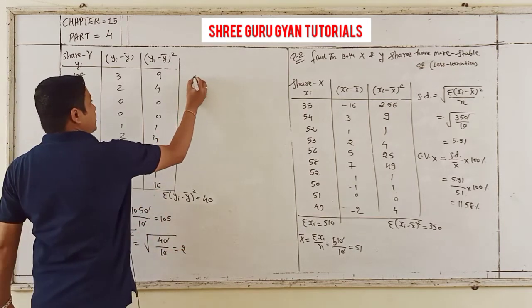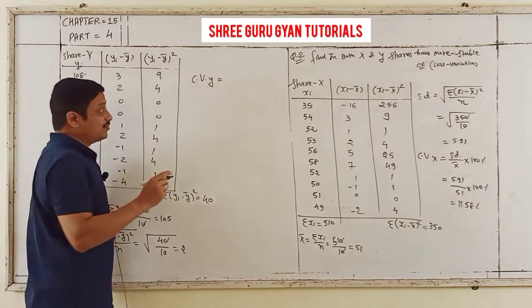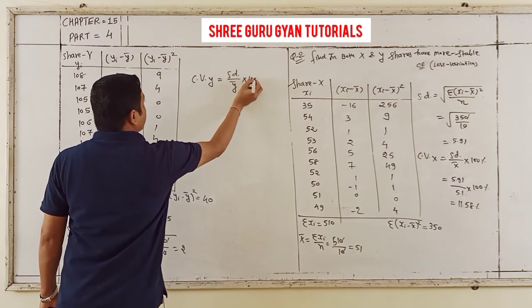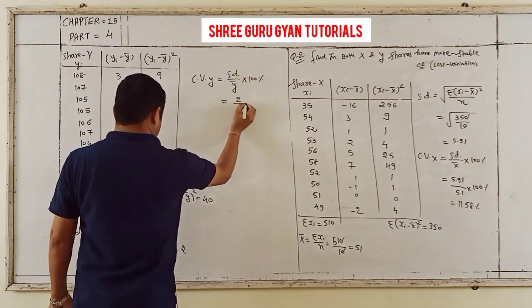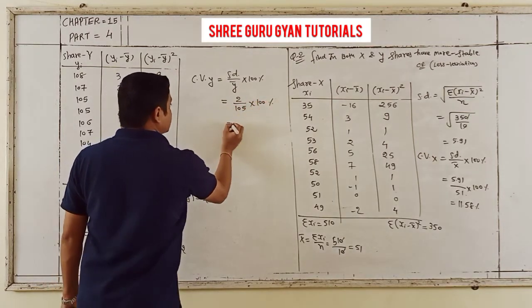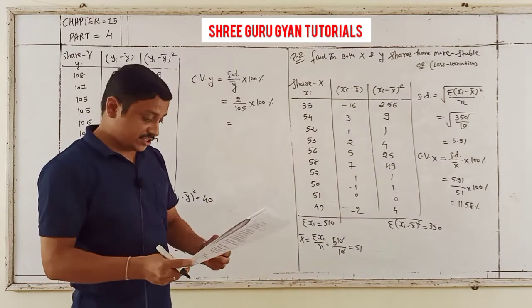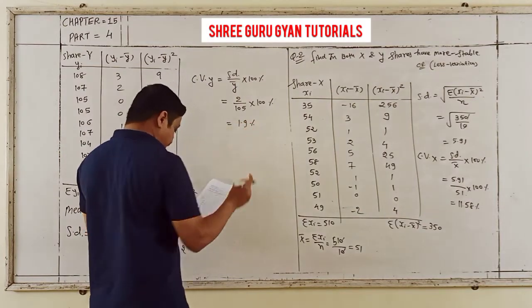So CV of the y share is SD upon y bar into 100%. My SD is 2, y bar is 105, into 100%. Do it the simple way using the calculator. CV is 1.9%.